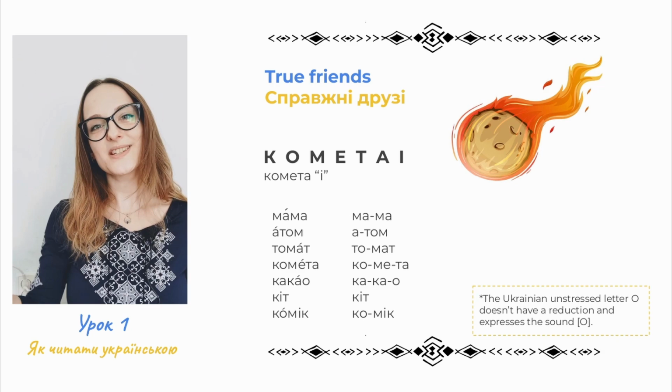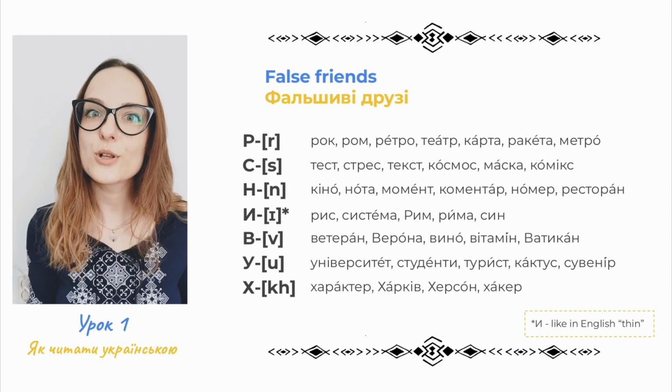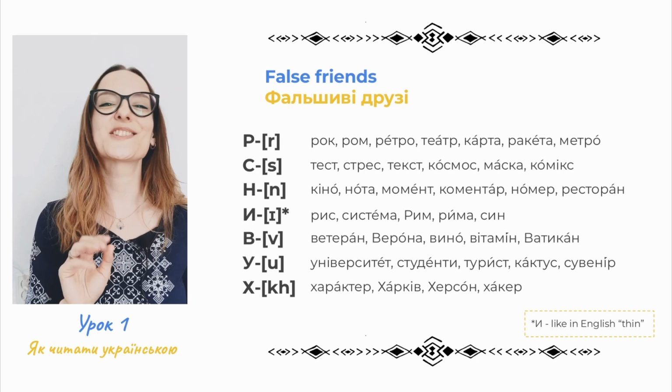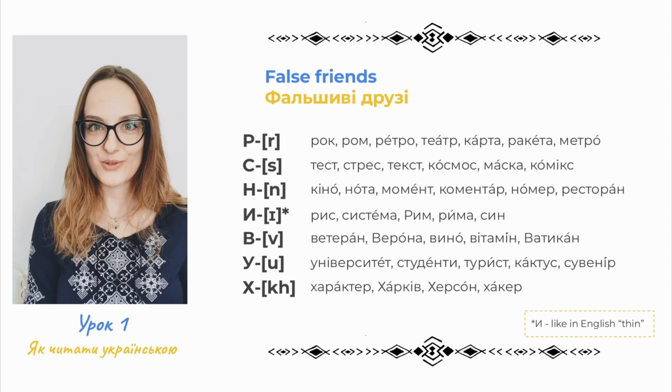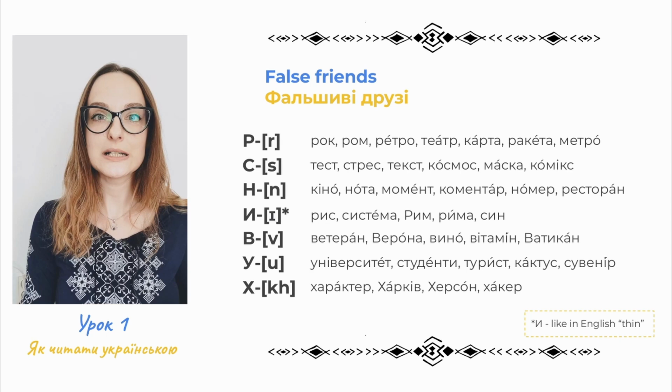So these letters were all familiar to you. Let's move to the next slide. Here we have false friends. Those that may betray you a little bit sometimes, but it's okay. You just need to practice them. These are the letters that look the same as in your alphabet, the English alphabet, I mean, but they have absolutely different sounds in Ukrainian, and we need to remember them. So let's see. The first letter has the sound R.